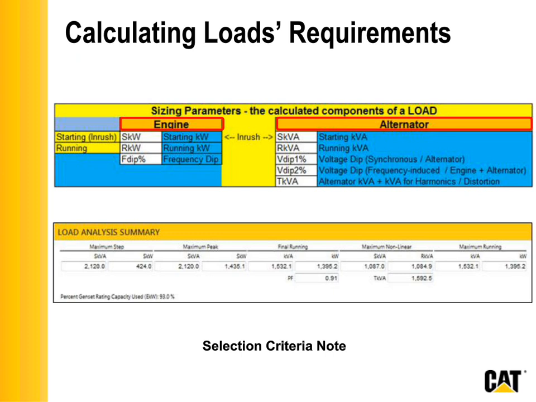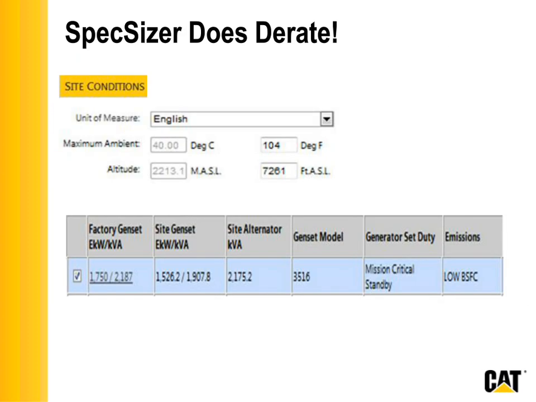Another question: I mentioned to you that I worked thousands of inquiries over the last decade, and a frequent question I would get, and I just want to make sure that I cover this, is, will SpecSizer derate my genset? And the answer is absolutely yes, it will. You've got a site application. It could be high altitude. It could be high ambient. There is an input on your site conditions page where you input your site conditions for altitude and ambient.